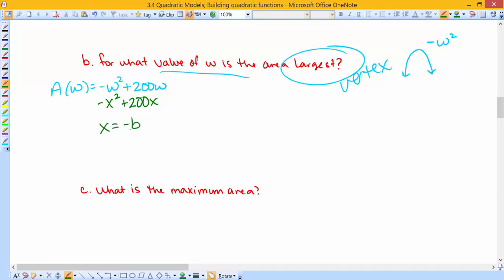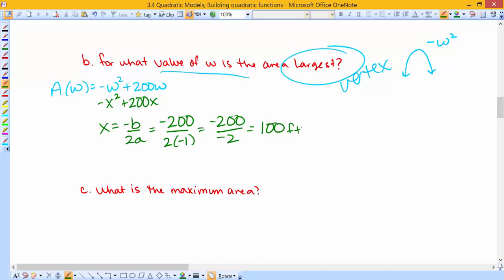So we have negative b over 2a. So negative 200 over 2 times negative 1. I'm just going to go through the math now. So the width would have to be 100 feet in order to maximize this space.